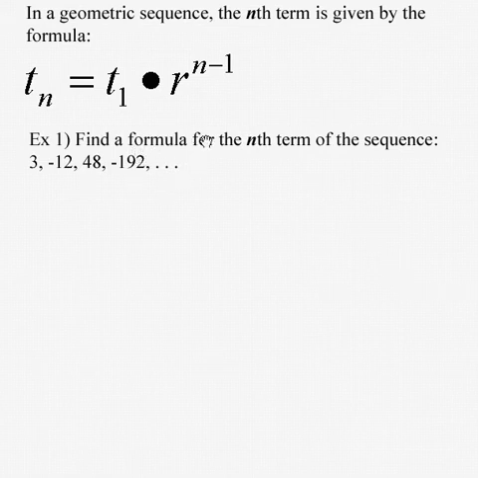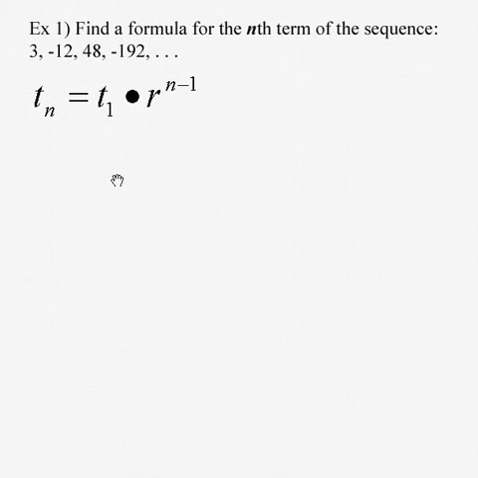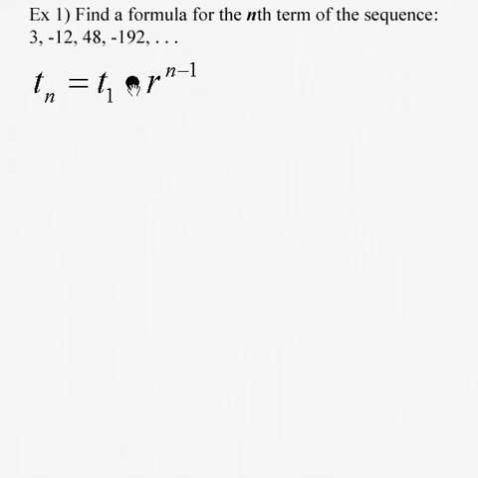Alright, so let's find a formula for the nth term of this sequence: 3, negative 12, positive 48, negative 192. Here's our formula. T sub n equals t sub 1 times the common ratio to the n minus 1 power. Let's start out with something easy. First term is 3. Common ratio we can find by dividing the second term by the first, third term by the second, fourth term by the third. We should get the same number all the way through. If we don't, it's not geometric.